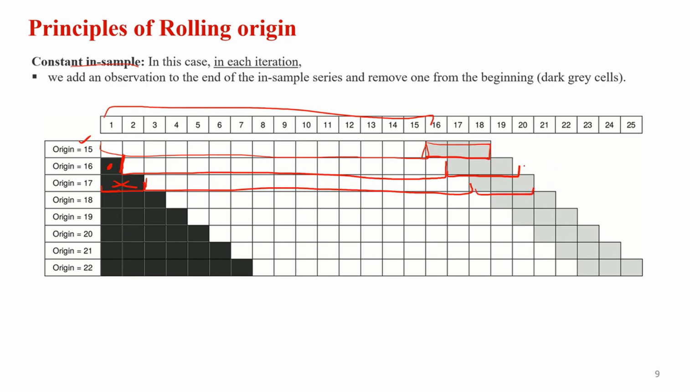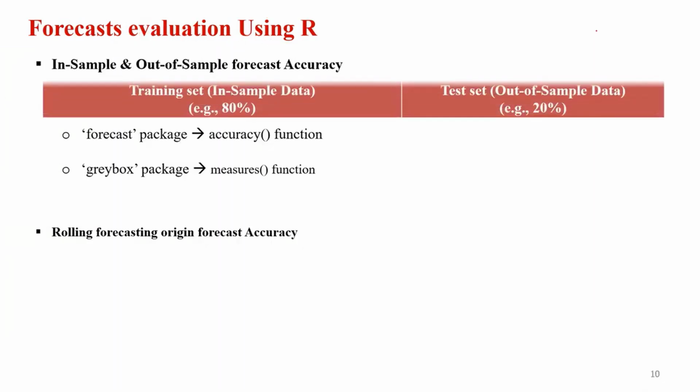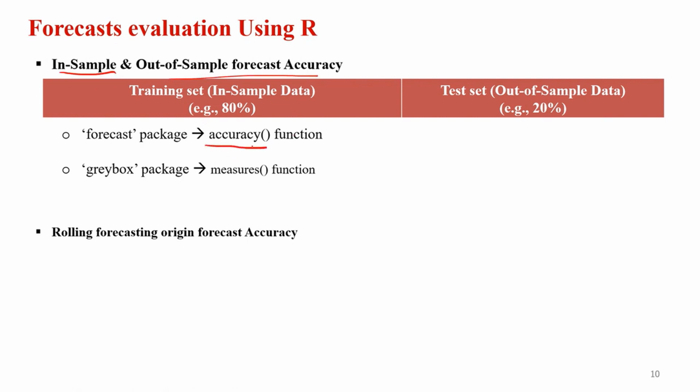I hope you got the idea regarding the rolling origins. We can apply these three approaches, but right now, when I implement these methods in R, I am going to apply this particular approach. In order to find the forecast evaluation in sample and out of sample, we can use the accuracy function from the forecast package, for both in sample as well as out of sample. If you want to use the greybox package, then the function is measures.